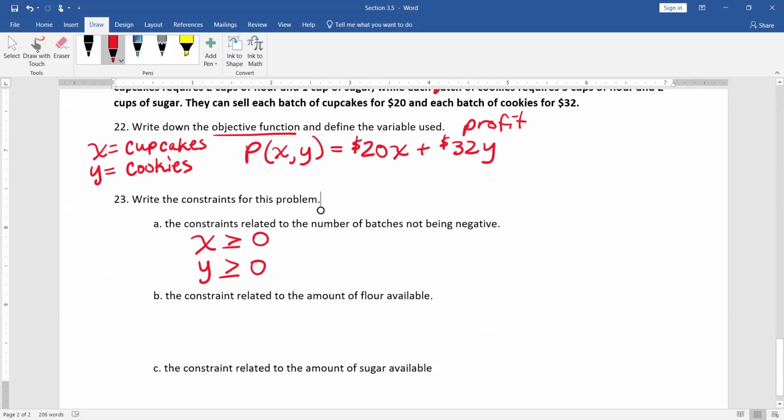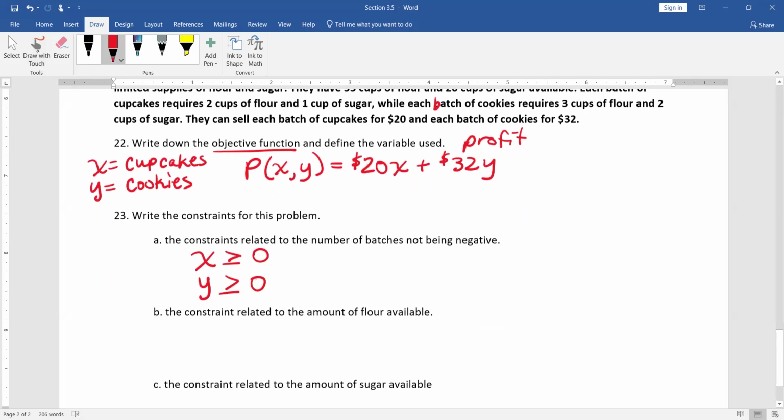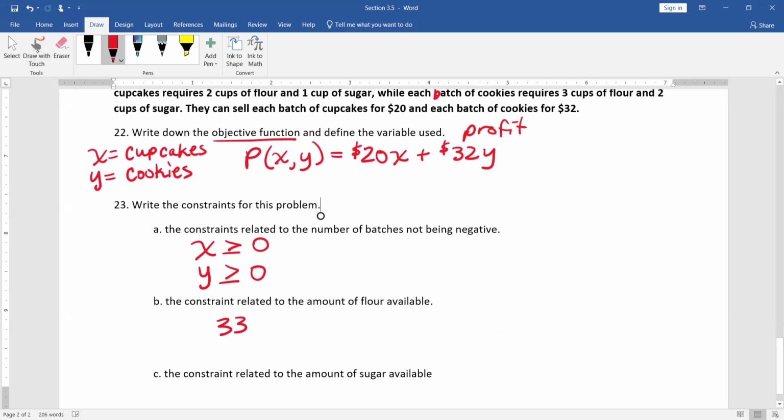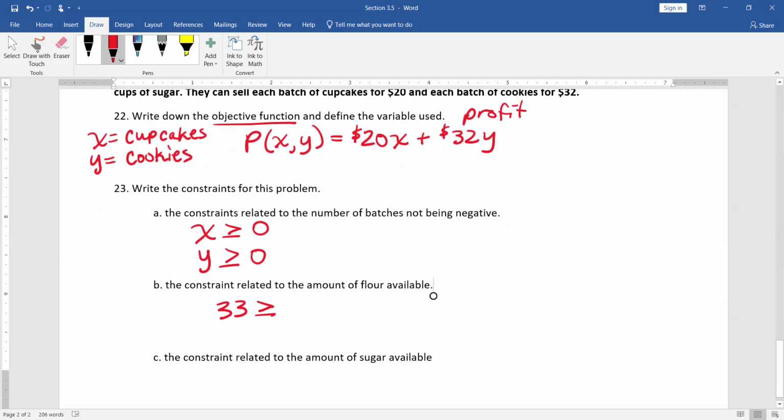Now, the constraints related to the amount of flour available. First off, I know that I have 33 cups of flour available, which means I can't use more than 33 cups of flour because I don't have it. So everything that I use needs to be less than or equal to 33. So that means 33 cups of flour is greater than or equal to. Now we have to go again to our x and y.